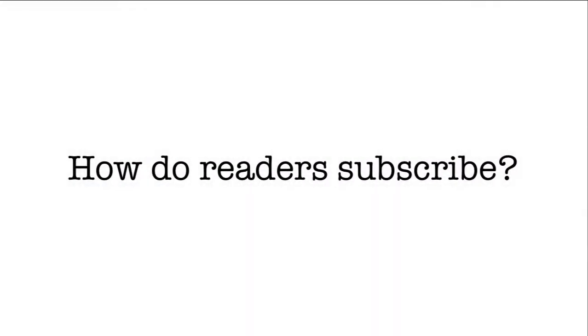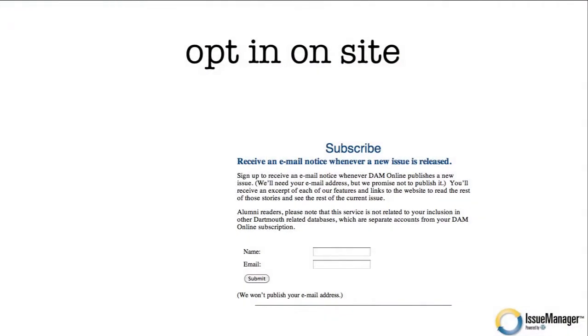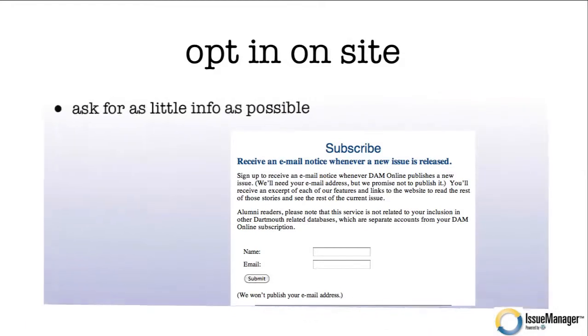Okay, switching gears a little bit. How do readers subscribe to your magazine? How do they get on the list? Well, they're going to have to opt in on your website, and you give them a form that has the name and email. And what I would suggest is, better yet, just ask for an email address. Forget the name, forget everything else. What you really want is to deliver your stories into their email box.